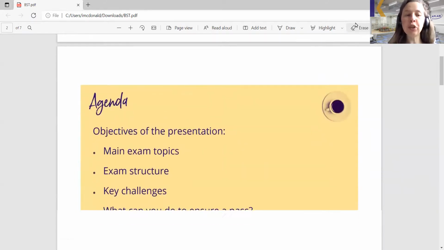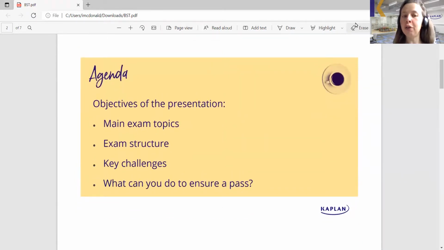The purpose of the session is to have a look at the key exam topics of BST, get familiar with the exam structure, as well as key challenges you're likely to encounter, and finally, of course, we want to make sure that you are successful. So we'll look at some handy tips that will get you through this exam with minimal effort and stress.